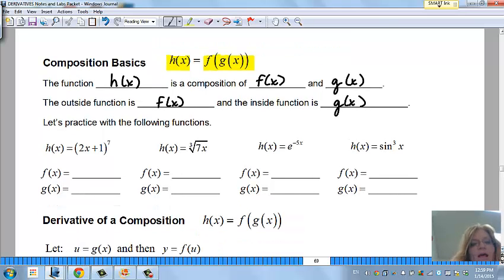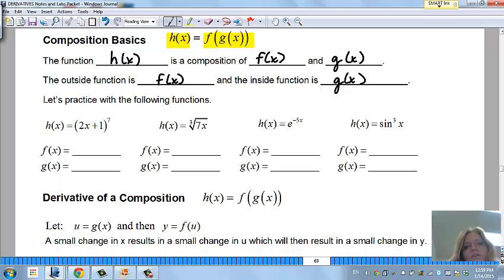So let's practice with these following functions to talk about what a composition is before we start talking about the derivative. When I used to do this in pre-calc, we were doing decompositions, to say, if h of x is already a composition, what two functions would, in order, make this come about? Here we have (2x plus 1) to the 7th. Remembering up here that f of x is your outside and g of x is your inside.